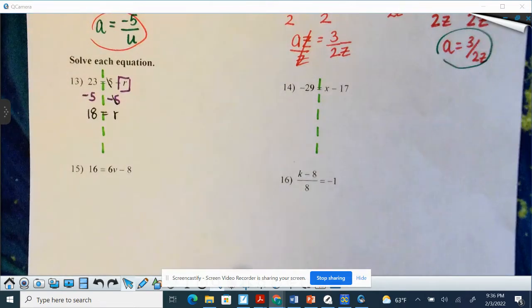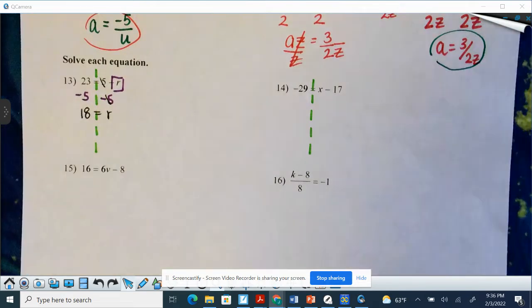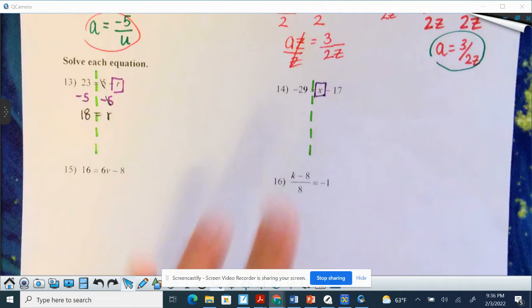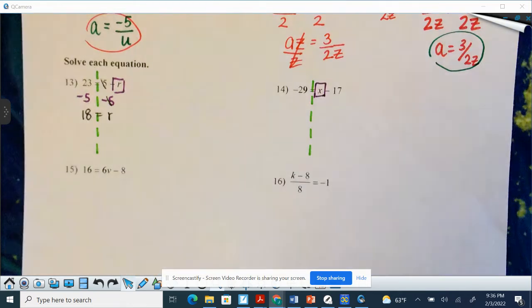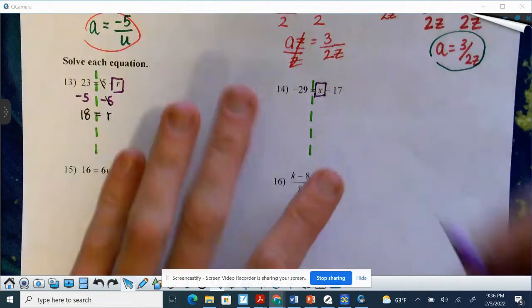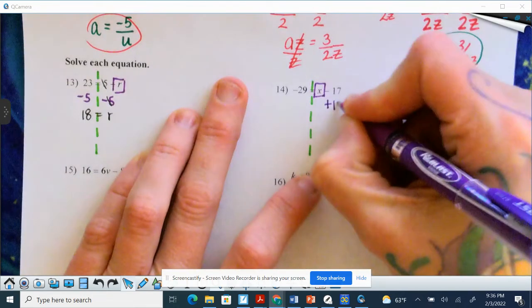So your big divide line through your equal marks. Box in your variable because that lets you know what needs to move, because you need the variable by itself. I have a minus 17. The inverse of subtraction is addition. So we're going to add 17, add 17.